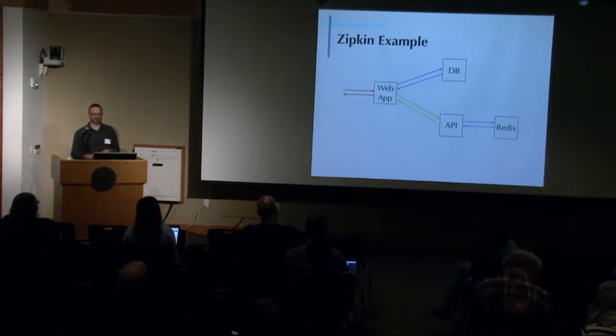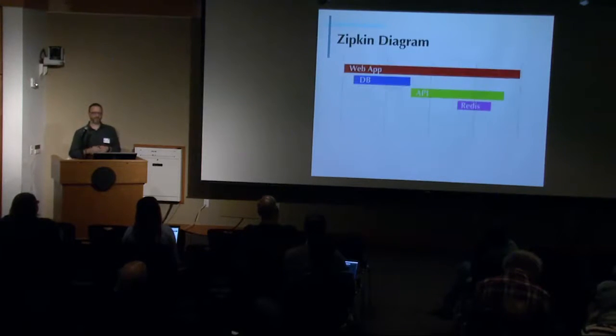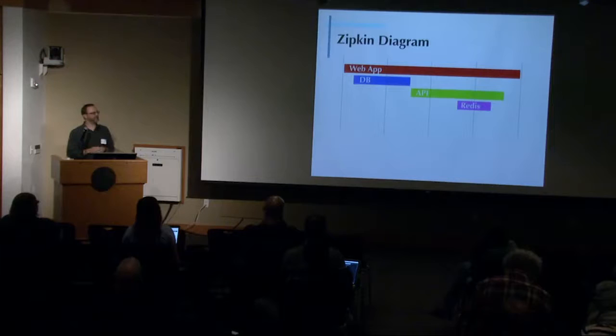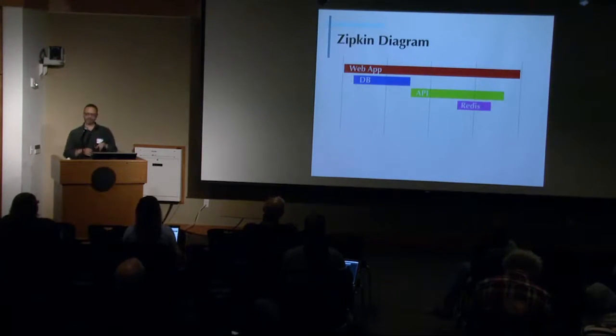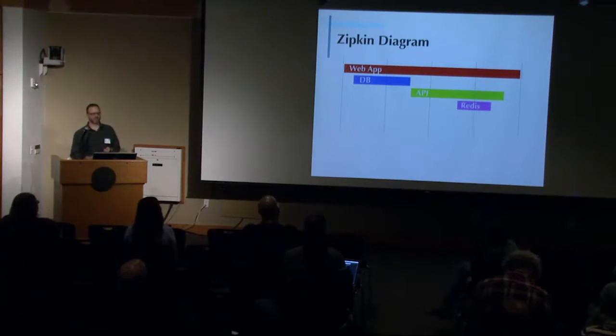So those spans could be represented in a diagram that looks like this. All right, we've got the web application span is the longest, kind of the root or the parent span. Underneath it, there's a separate span for the database query, for the API call. And you can see underneath the API call, there's this child span for the Redis operation. Right? And this kind of diagram is exactly what I wanted for tracing a script.